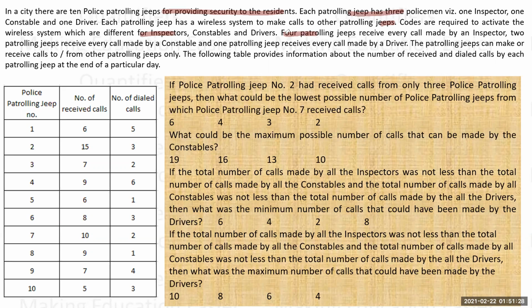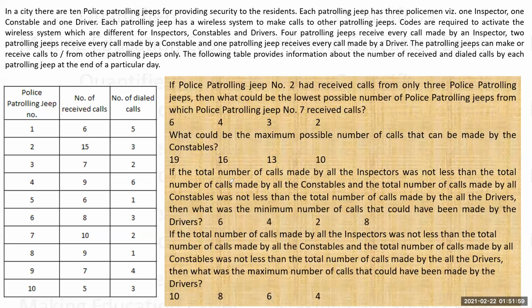Four patrolling jeeps receive a call made by an inspector. So whenever an inspector makes a call, there are four jeeps which will receive the call. Now, those four jeeps can be different for each inspector. Maybe when inspector one calls, the call is received by the second, third, fourth, and fifth jeep. Maybe when inspector two calls, the call is received by the sixth, seventh, eighth, and ninth jeep. So any one inspector can give a call to four jeeps. Similarly, a constable can give it to two, while a driver gives it to only one.